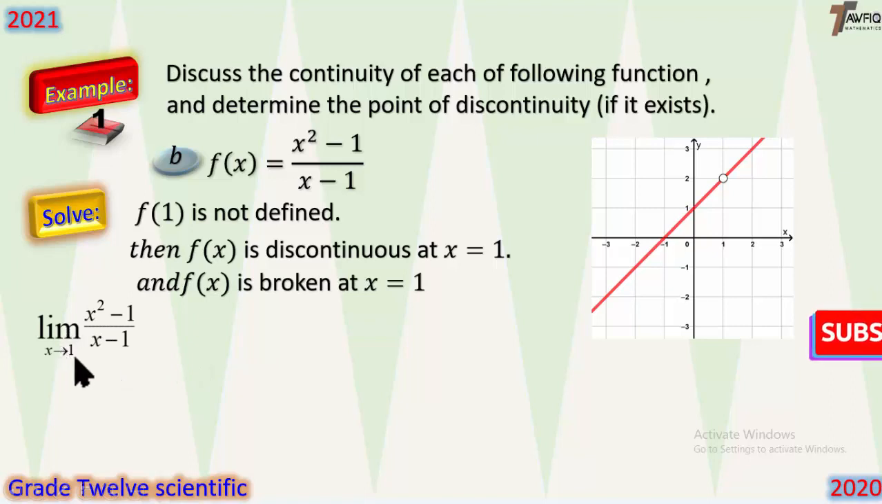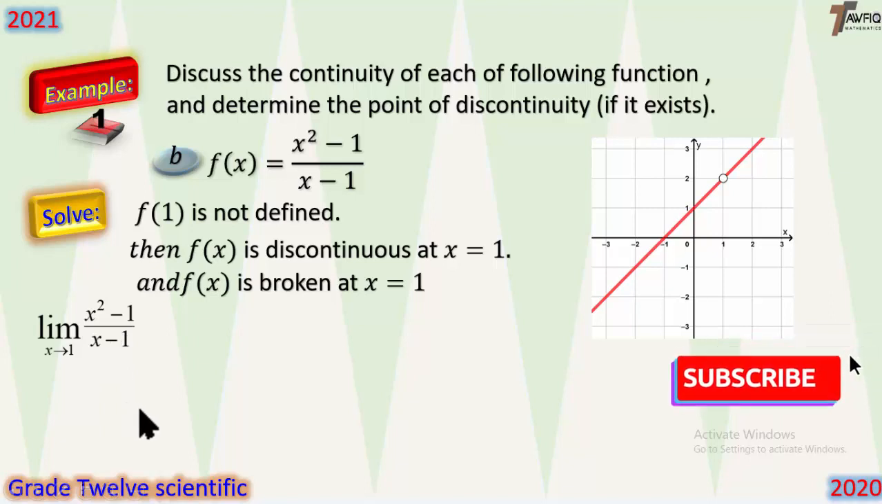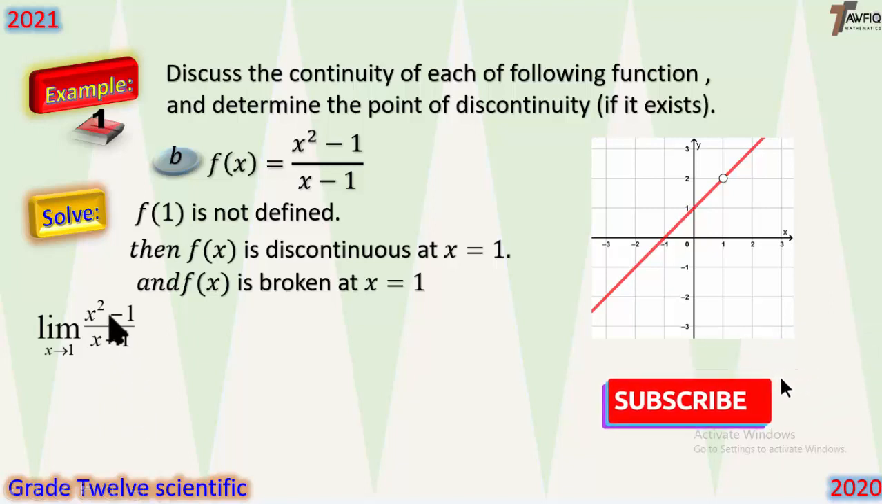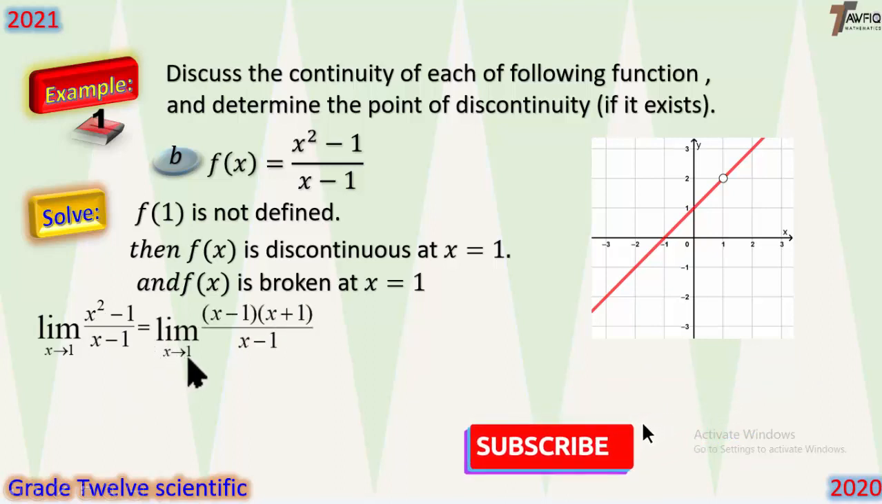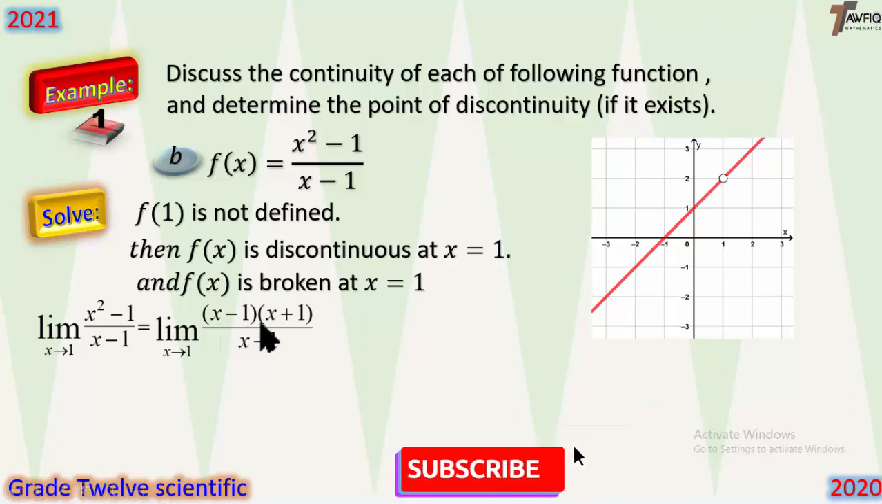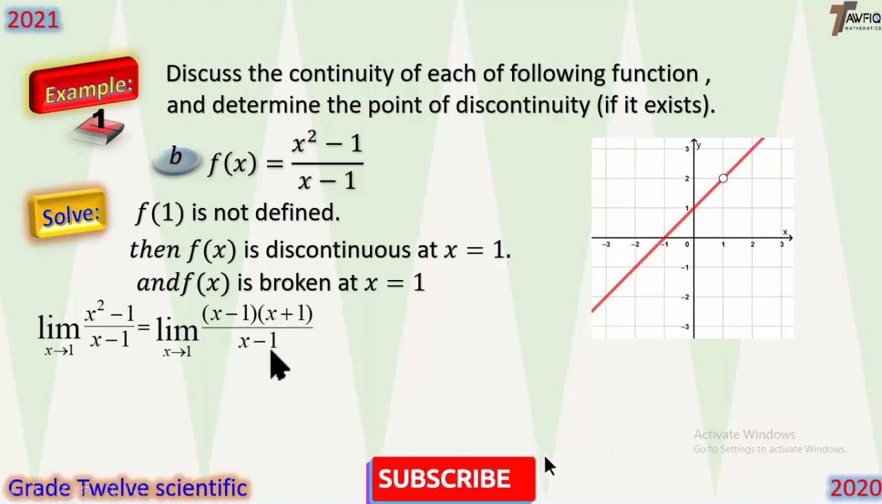The limit as x approaches 1 of (x squared minus 1) over (x minus 1) is indeterminate. Then we factor the numerator. The limit as x approaches 1 of (x minus 1)(x plus 1) over (x minus 1), cancelling x minus 1 with x minus 1, leaves the limit as x approaches 1 of x plus 1. Replacing x with 1, 1 plus 1 is 2. That means the limit exists.